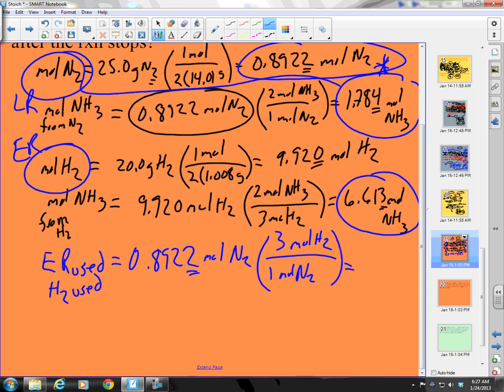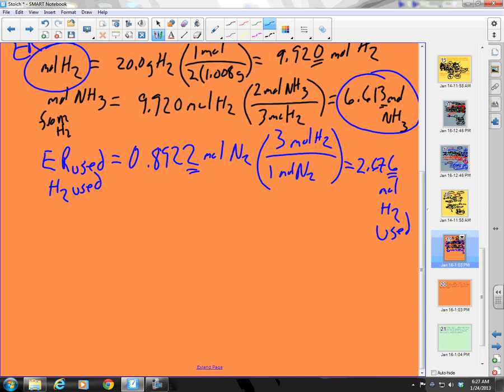Okay, so I'll take my 0.8922 times 3 divided by 1, and I get 2.676 moles of H2 used. Good. Now, how do I get moles of H2 remaining?